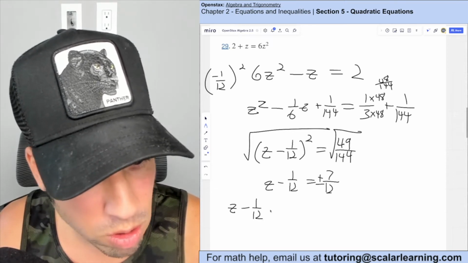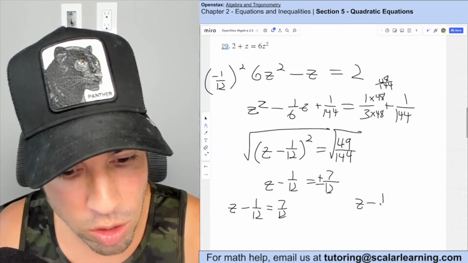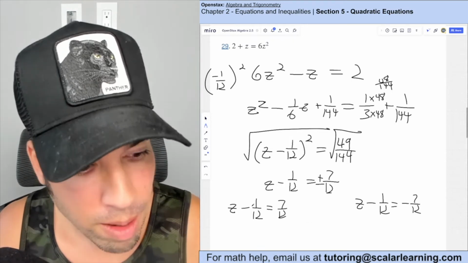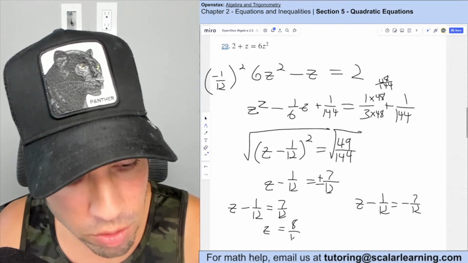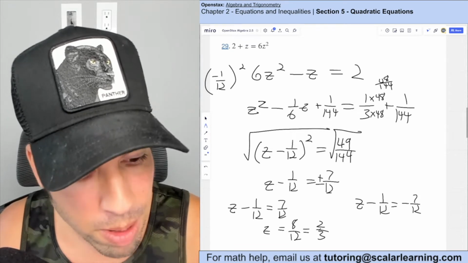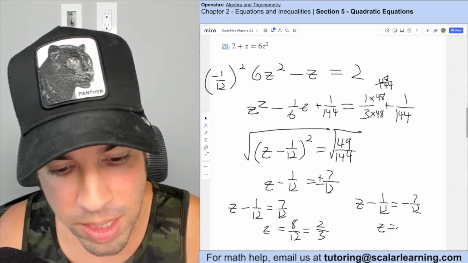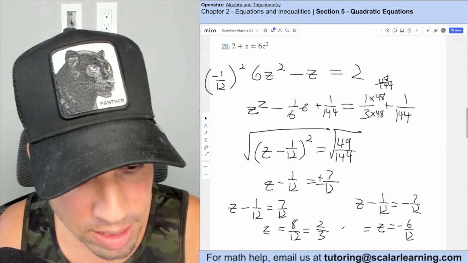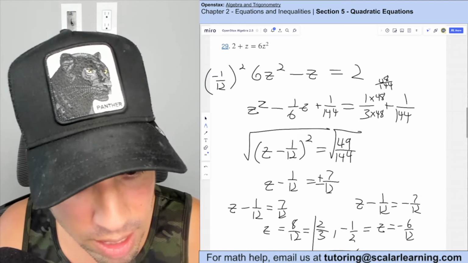Z minus 1/12 equals 7/12, and z minus 1/12 equals negative 7/12. Last but not least, I'm going to add 1/12 to both sides, and I'm going to get z equals 8/12, which is the same as 2/3 if we divide the top and bottom by 4. And this one, if I add 1/12 to negative 7/12, I'm going to get negative 6/12, which is the same as negative 1/2. So these are my two solutions, 2/3 and negative 1/2.